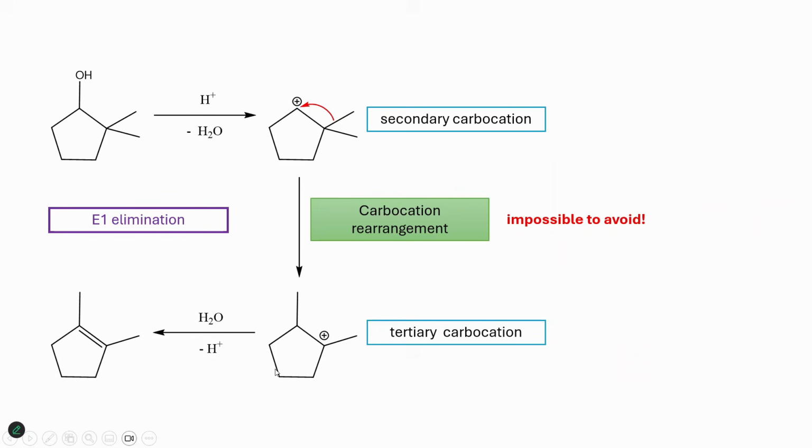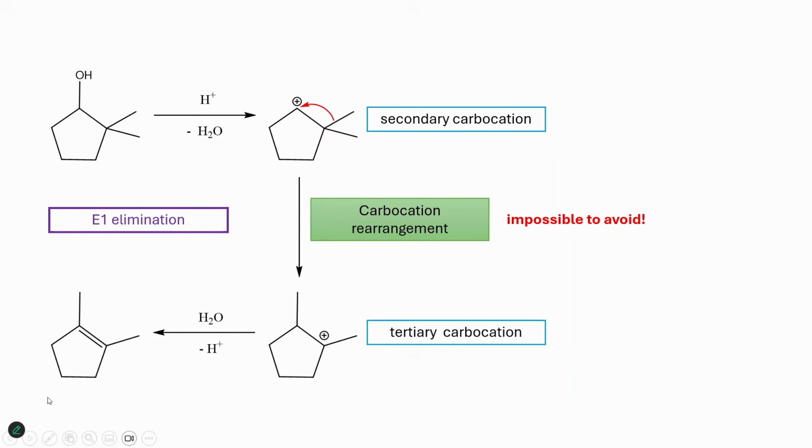So it's impossible to avoid this from happening. An intermediate will always try to go to another intermediate which is more stable. In this case, the secondary carbocation will try to move toward a tertiary carbocation, and this is called a methyl shift, because we are shifting a methyl group from one carbon to another, and by doing so, we are also shifting the position of the positive charge from this carbon to this carbon.